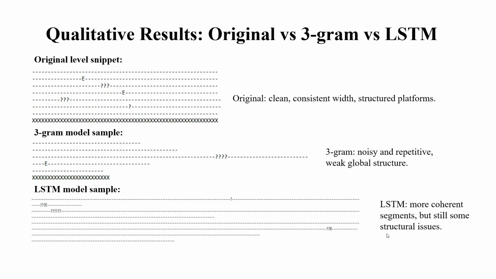At the top, you can see a snippet from the original training levels. It has clean structure, consistent width, and clear platforms made from X with enemies and question blocks in appropriate places. In the middle, you see a sample from the 3-gram model.